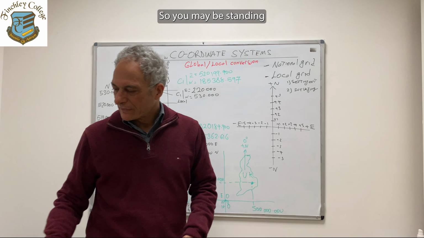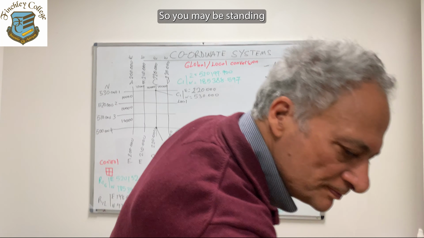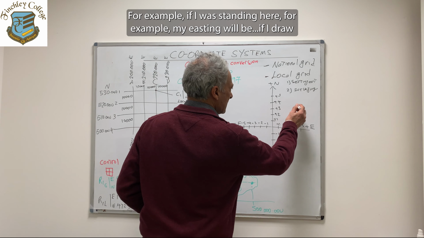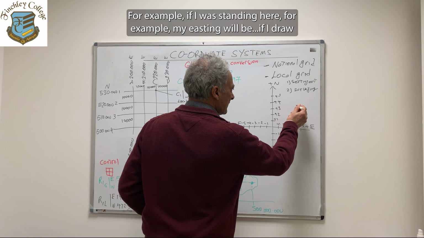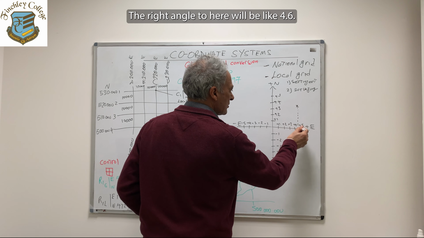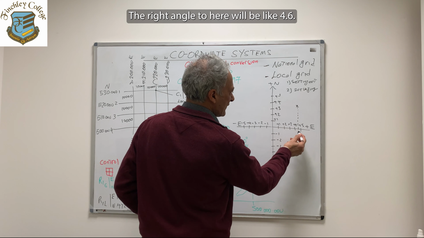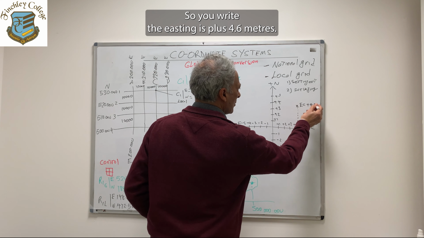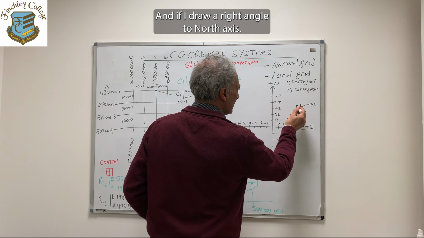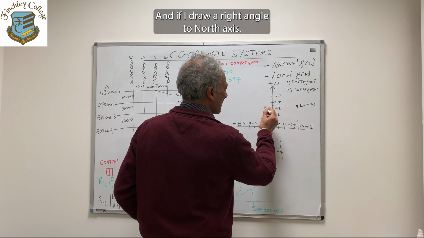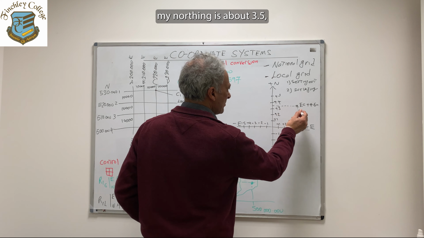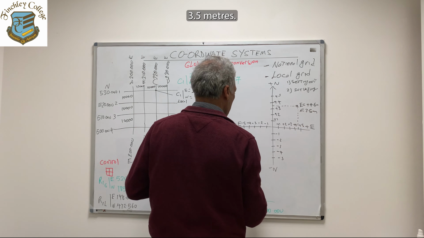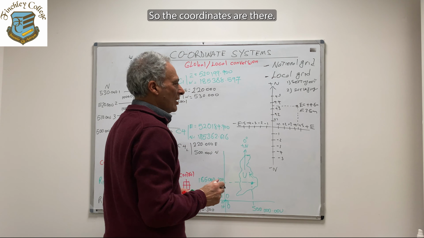So you may be standing here, for example. If I was standing here, for example, my easting will be, if I draw a right angle to here, like 4.6. So that easting is plus 4.6 meters. And if I draw a right angle to north axis, my northing is about 3.5 meters. So the coordinates are there.